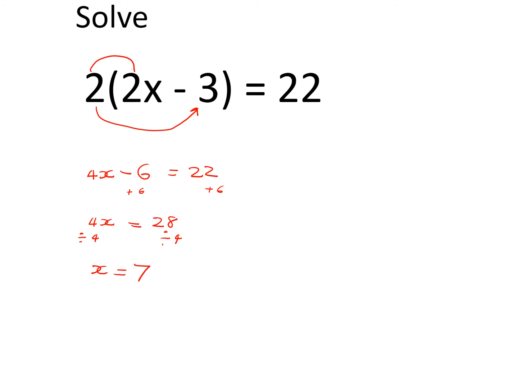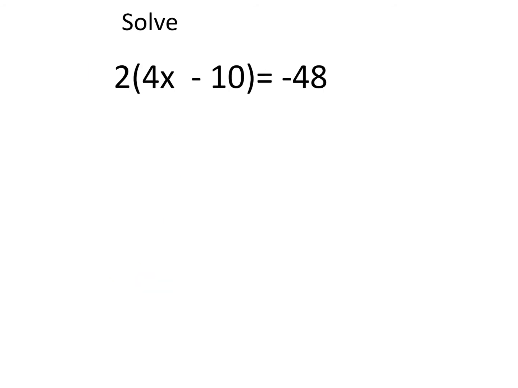And as always, check that it's correct. 2 times 7 is 14. 14 take away 3 is 11, and 11 times 2 is 22. So x does equal 7. Here's another example. Pause the video and have a go. Okay, welcome back. 2 times 4x is 8x, and 2 times minus 10 is minus 20 equals minus 48.